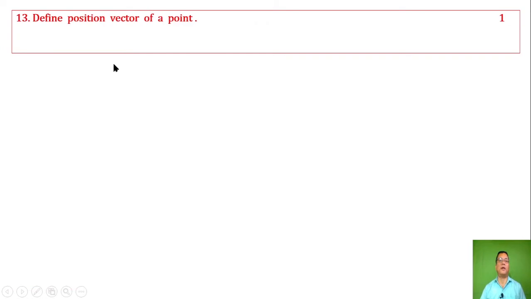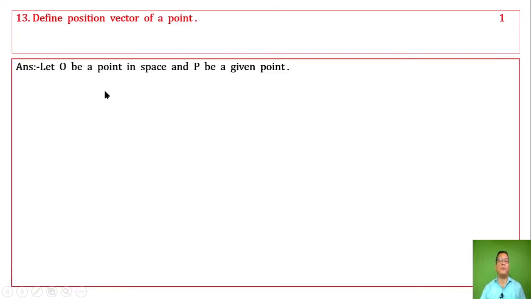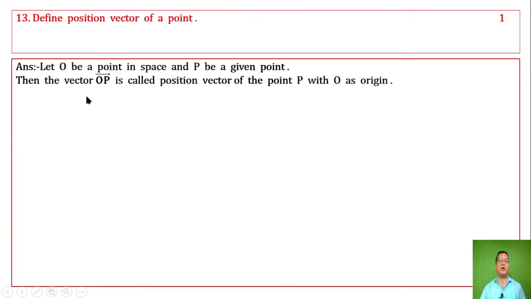Define position vector of a point. 1 mark. Let O be a point in space and P be a given point. Then the vector OP with arrowhead is called position vector of the point P with O as origin.